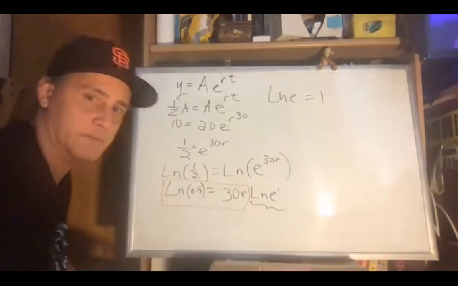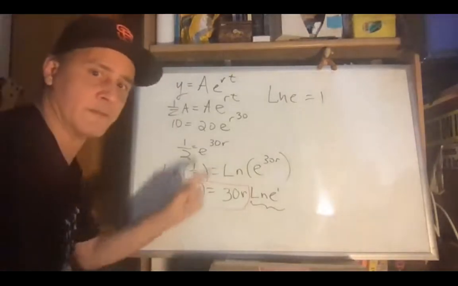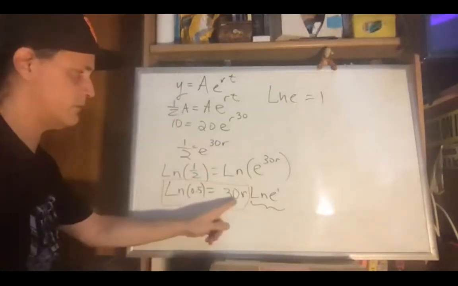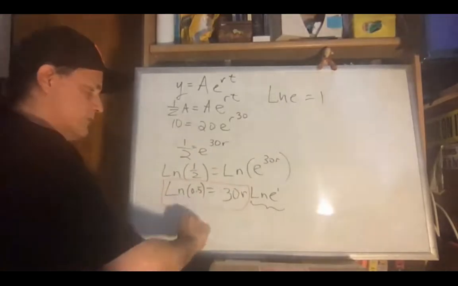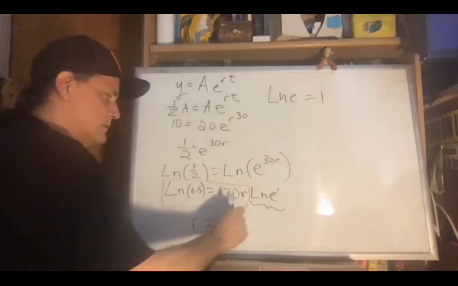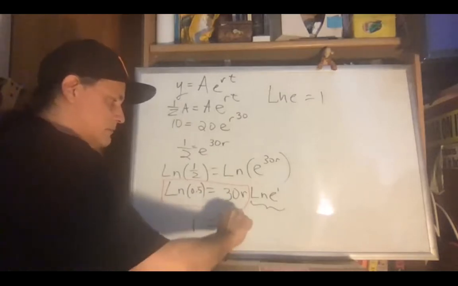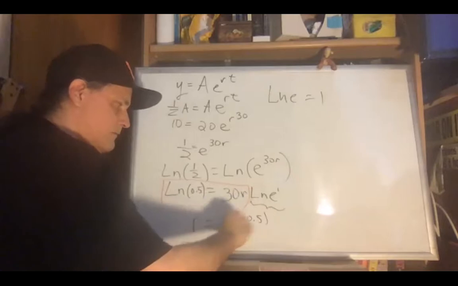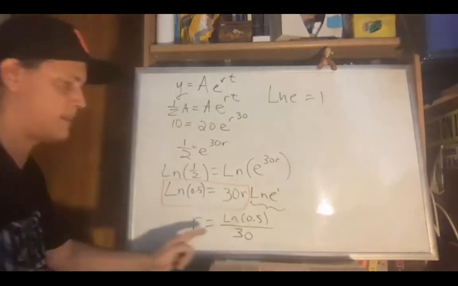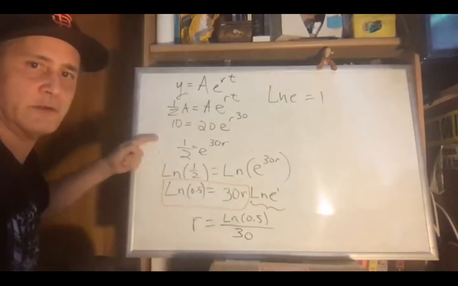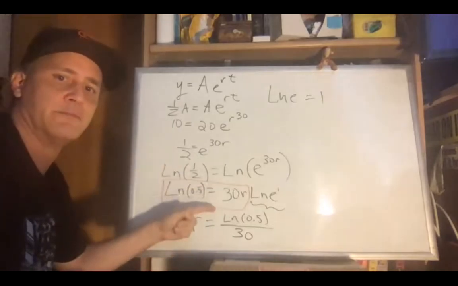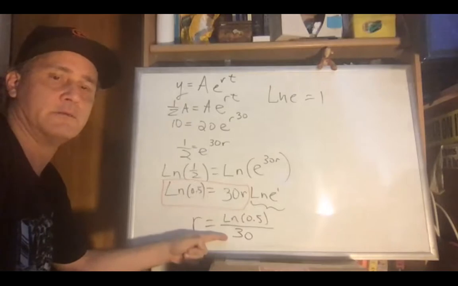Now there's a shortcut for half-life problems. So now we divide by 30. The rate is going to equal the ln of 0.5 divided by 30. And so notice the shortcut. You want to find the half-life? When does this equal 1/2? That's the ln of 0.5 divided by the time it took to equal 1/2.